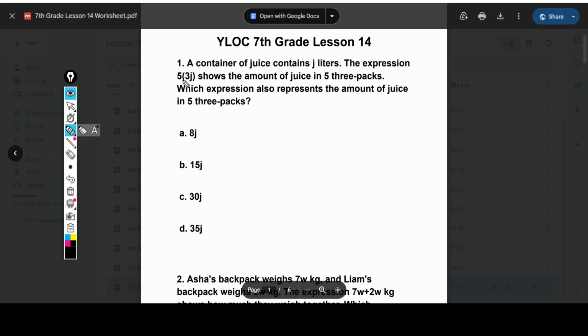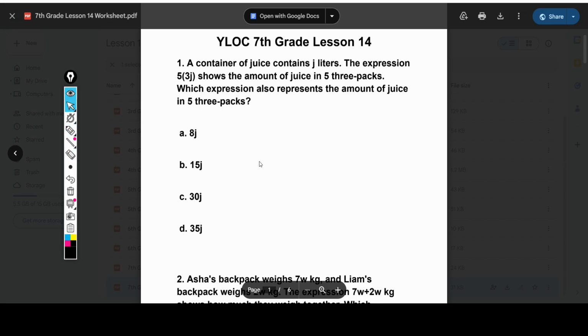We can do this by multiplying. Like I said before, there's an implicit multiplication happening here, where these two are being multiplied because this 5 is right outside the parentheses with no operator between. So you multiply the 5 and the 3j, and so 5 times 3j is just 15j, because 5 times 3 is 15. So you end up with your answer of B, 15j.